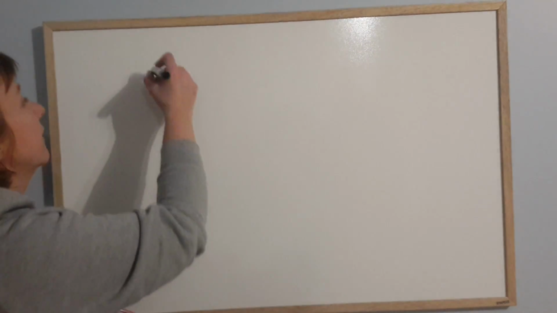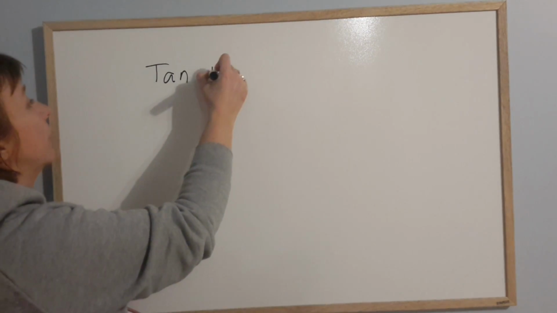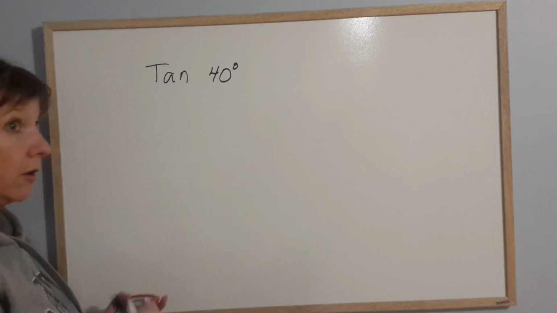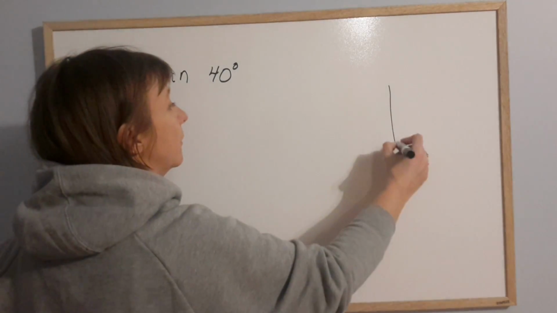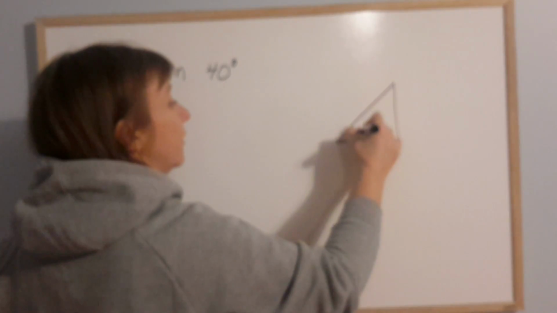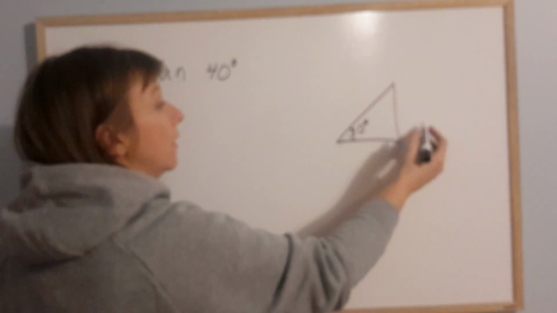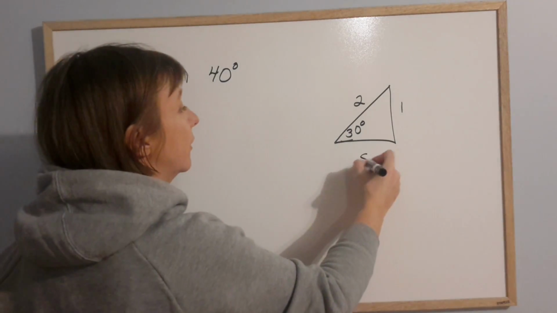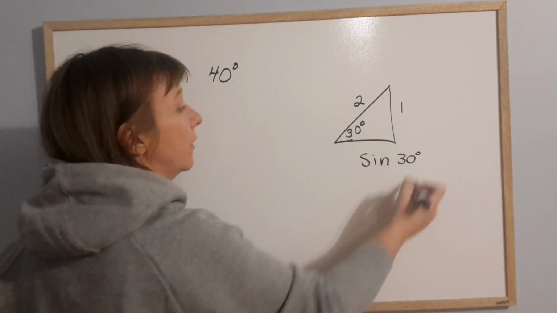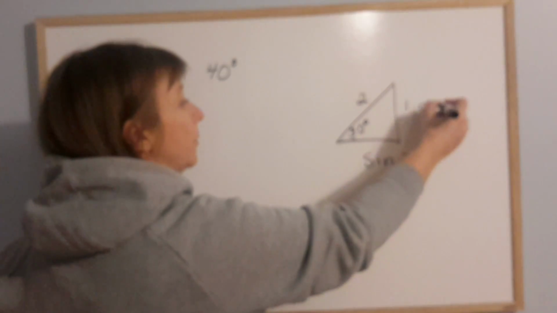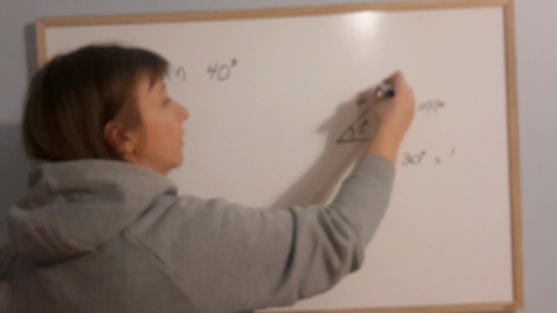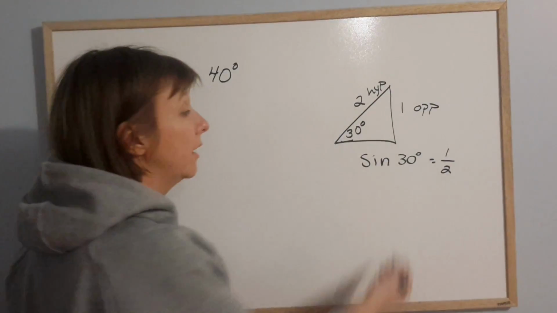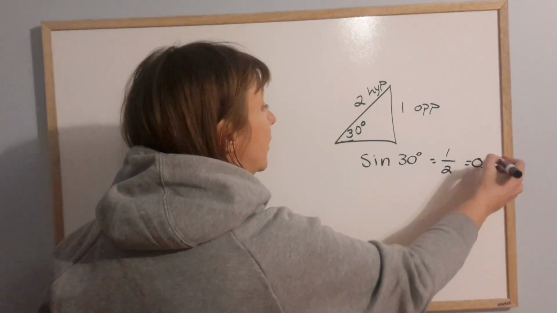It says, find the tan ratio for 40 degrees. Now, remember back earlier when we were doing an example, we said if this was your 30-degree angle, the opposite side is always 1 and the hypotenuse side is always 2, so the sine ratio of 30 degrees is the opposite side, which is 1, over the hypotenuse side, which is 2. Well, if you divide 1 over 2, you get 0.5.